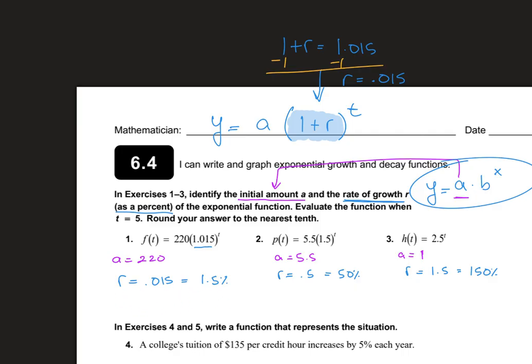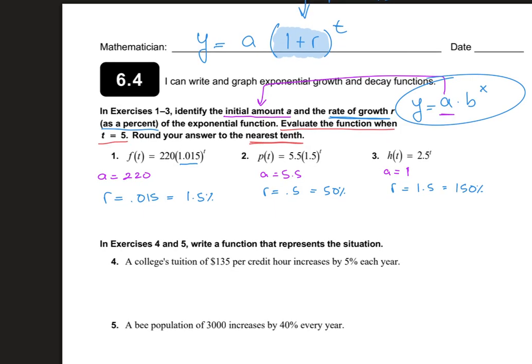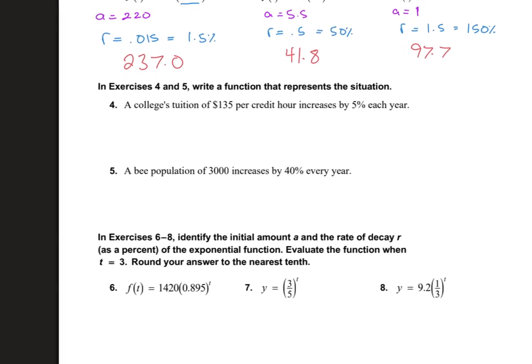And then next it says evaluate. Let's underline that one. Evaluate the function when t is 5, round to the nearest tenth. The only way to do that for these is go get a calculator, plug it in. Desmos is mighty nice to do this with. And so I've already done that. This is 237.0. This one is 41.8. And this is 97.7. And no, I didn't take the time to show you how I did it in Desmos, but just trust me, that's what it would be if you plugged it in.